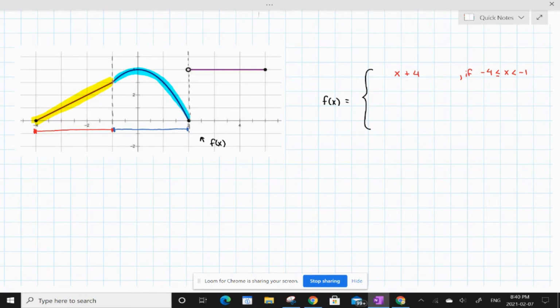So my domain here would be if x is greater than or equal to -1, and it also is less than or equal to 2 because of that closed dot there. So we need to figure out the equation of that parabola that I highlighted in blue. In this particular case, this is just -x² plus 4.